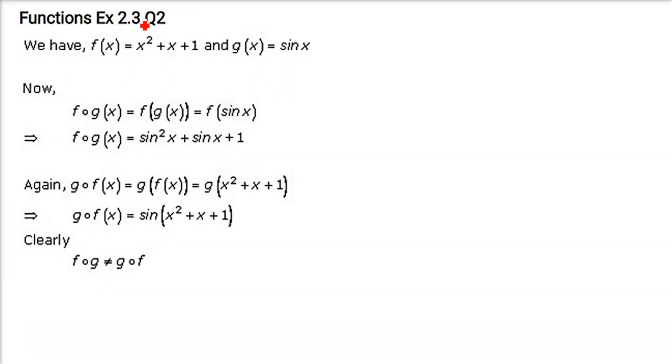Here we have question number 2. Here f(x) is given as x square plus x plus 1 and g(x) is given as sin x. So we have to find out fog and gof, and we have to also show that they are not equal. So f(x) and g(x), let us find out this.